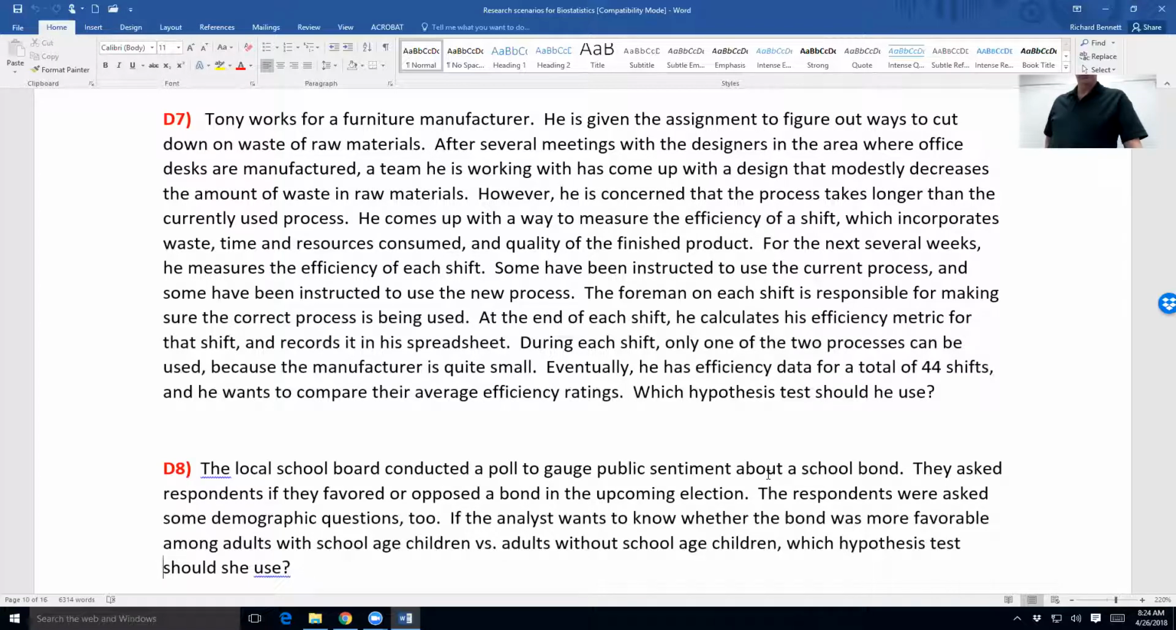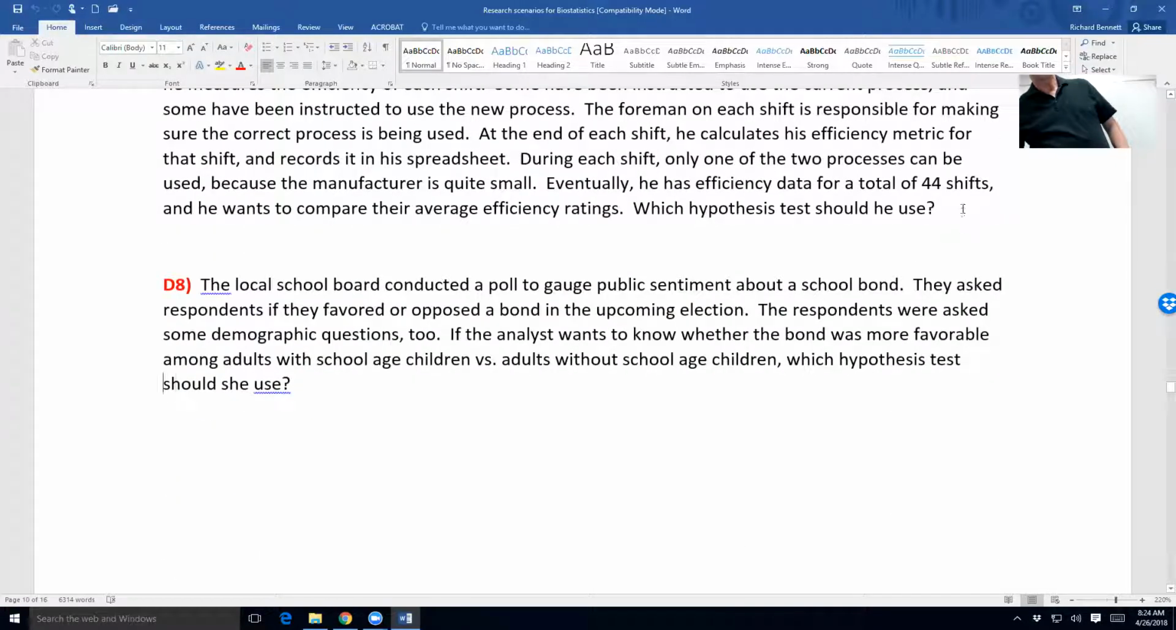For the next several weeks, he measures the efficiency. Some shifts have been instructed to use the current process, and some have been instructed to use the new process. The foreman on each shift is responsible for making sure the correct process is being used. At the end of each shift, he calculates his efficiency metric and records it in a spreadsheet. During each shift, only one of two processes can be used because it's a small manufacturer. Eventually, he has efficiency data for a total of 44 shifts. He wants to compare their average efficiency ratings. Which hypothesis test should he use?